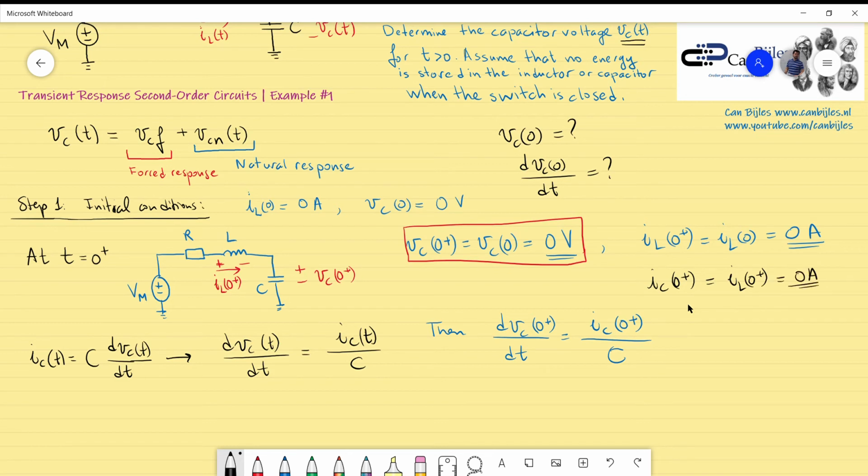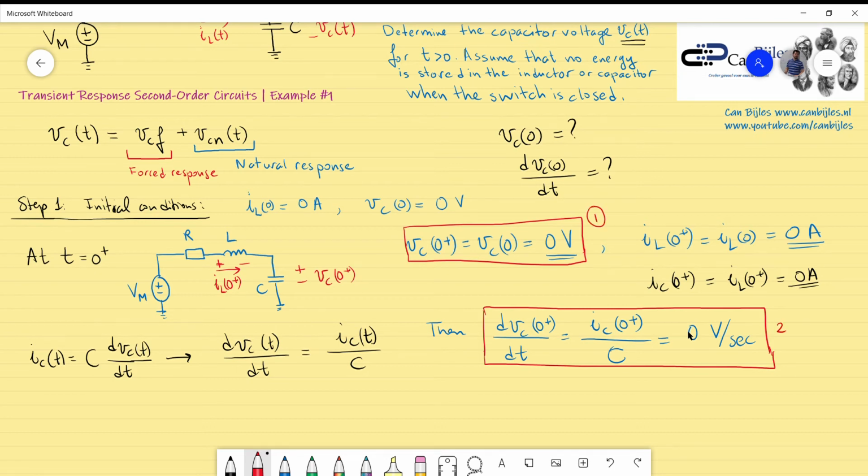So I can fill in the formula which is required for our calculation. It is actually 0 divided by the value of the capacitor. It doesn't matter what it is at the moment. So it will be also 0, and it will be 0 units volt per second. I will also make this clear: this is also one of the required values for our final result. I will denote this as 1 and this as condition 2.